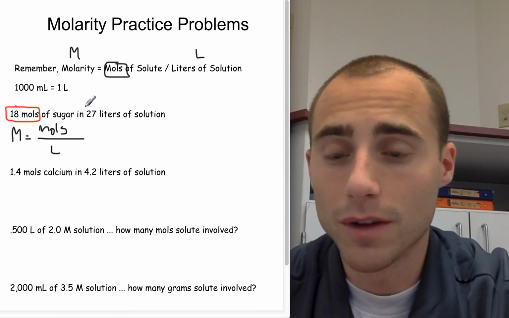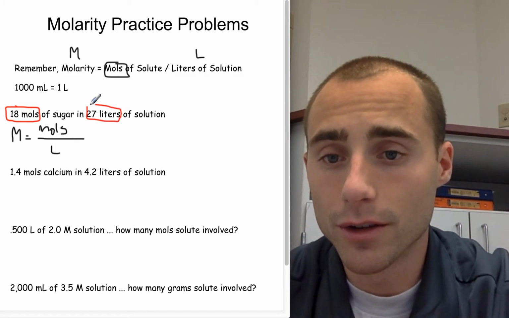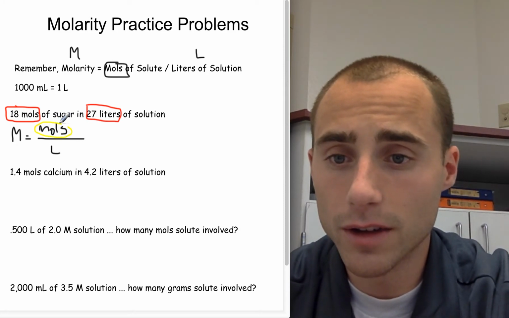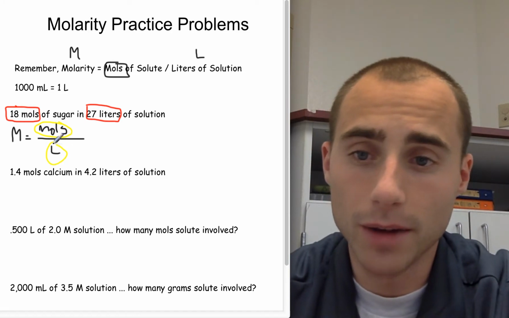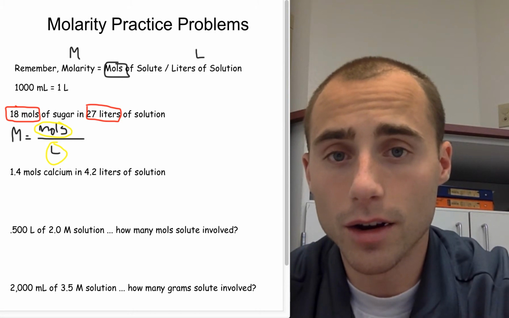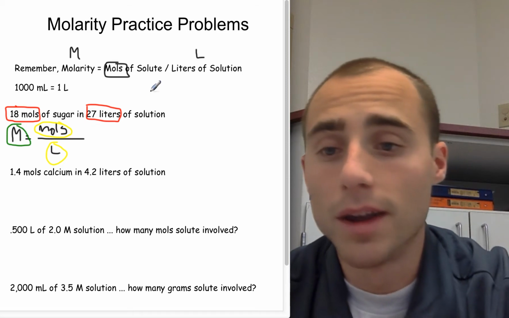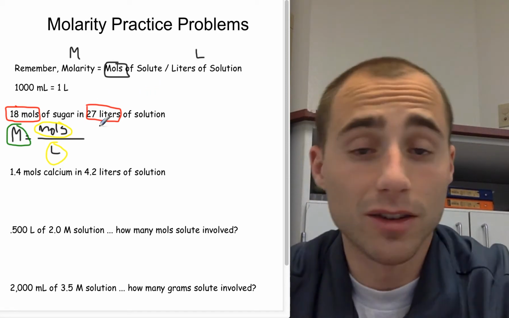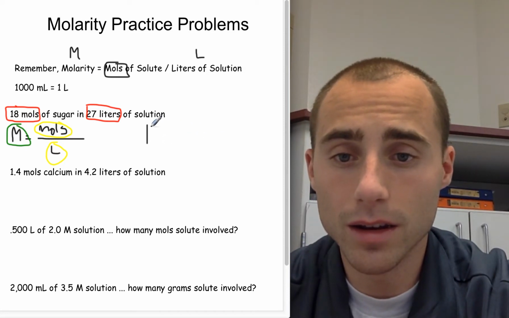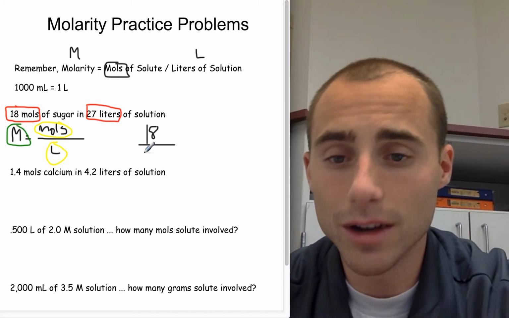So let's look at this first one. You're given 18 moles of sugar and 27 liters of solution. Now you look here, moles fits in here on the top, liters fits in on the bottom. So you're going to be solving for molarity. This right here, highlighting green, this is going to be your unknown. So from there, you just plug in to solve for the molarity. So we are given 18 moles of sugar. So we would do 18 on the top over 27 liters of solution.